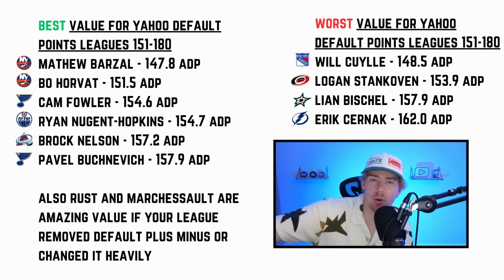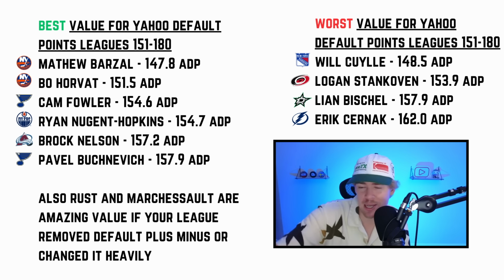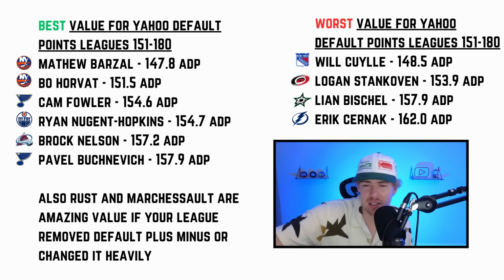The worst value is Will Cuylle, only good for hits. Logan Stankoven just makes no sense. He could be centering that second line, but I don't think he's going to put up more than 50 to 55 points. And then obviously some of the other guys like Liam Bichel and Eric Cernak, guys that have those hits, doesn't matter in this league.